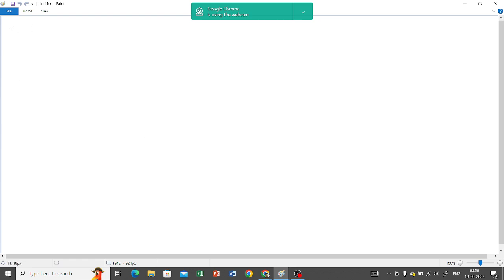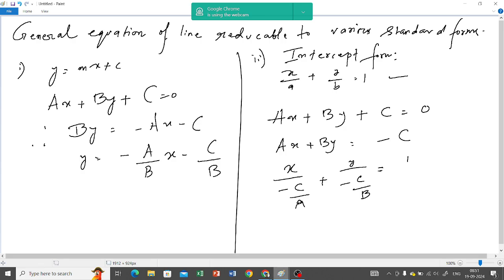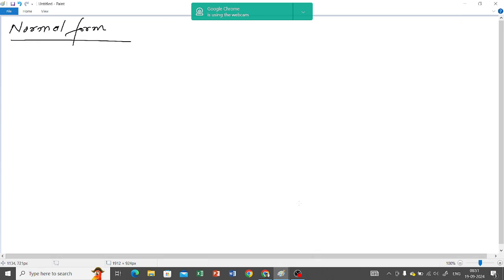Okay, now normal form. So what is normal form? x cos alpha plus y sin alpha equals p, right? Where p is always positive. Why does p need to be positive? Because p is the normal distance of the line from the origin.